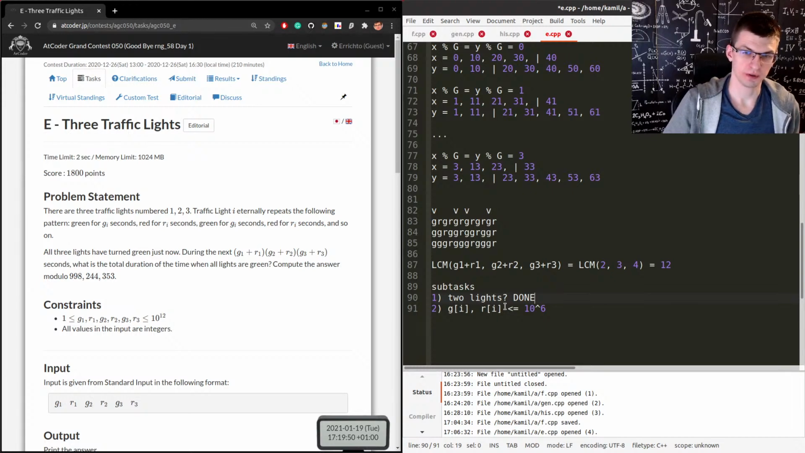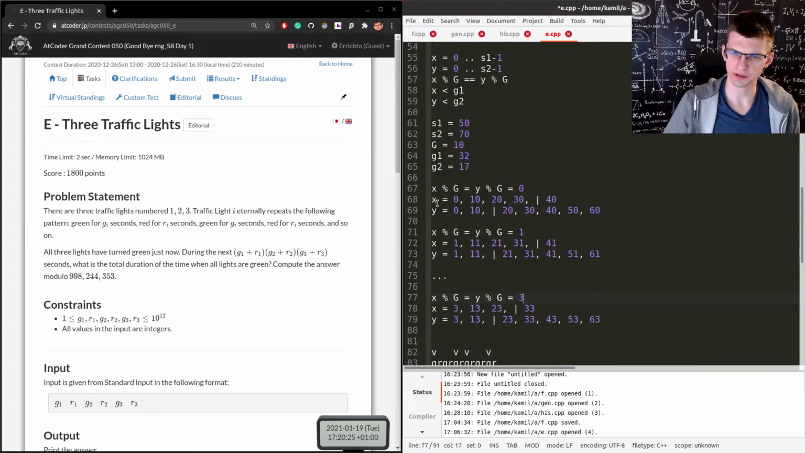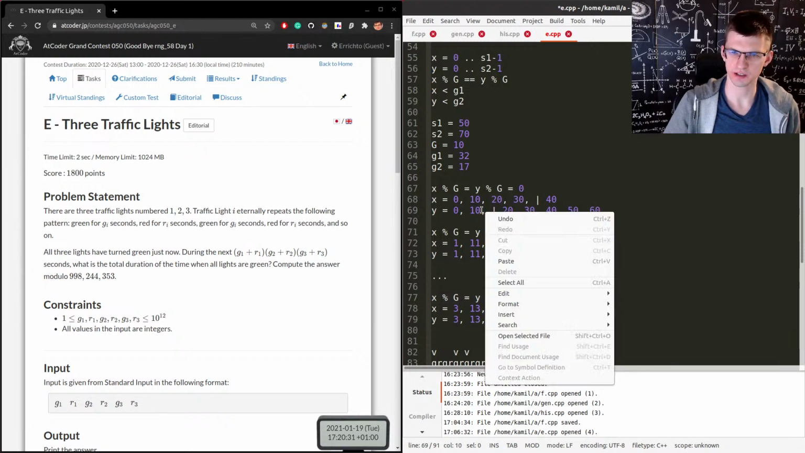But then we need to talk about three lights. 2 of them have some GCD. They create this pattern. Then 2 others have some GCD. Let's say that I investigated this, then I know pairs x, y that are good. Actually, what does it mean that I have a pair x and y? What does it mean that I have 20 and 10?